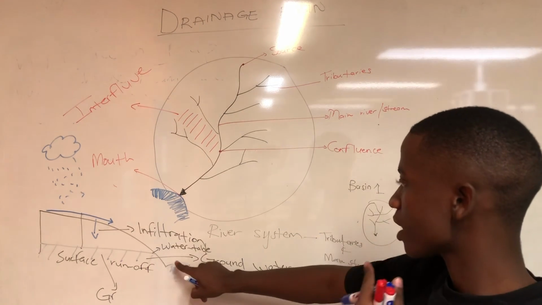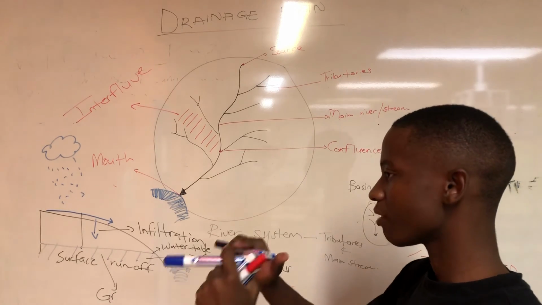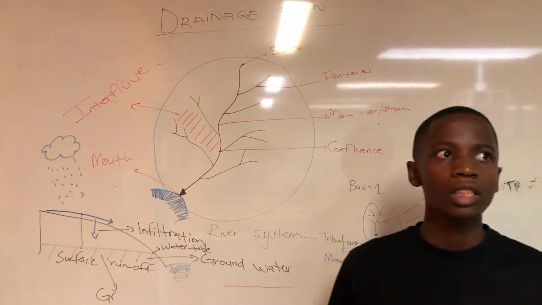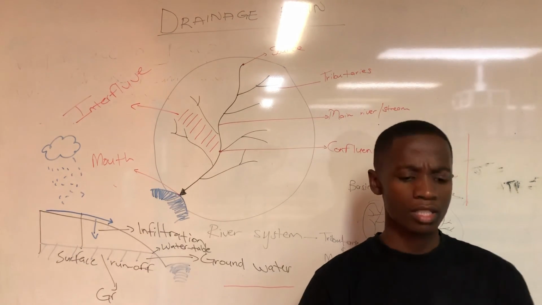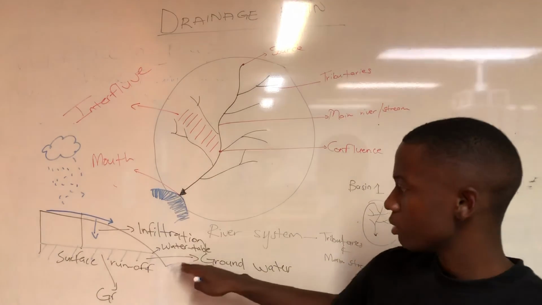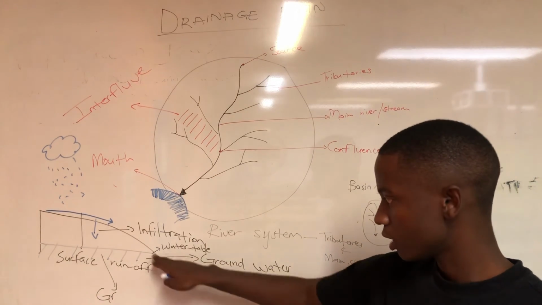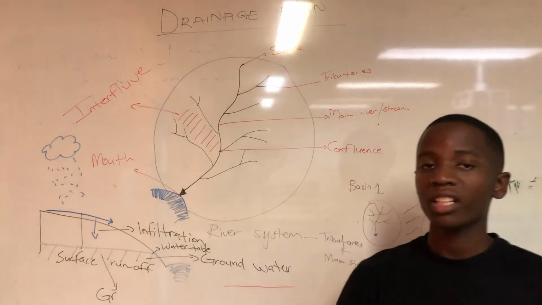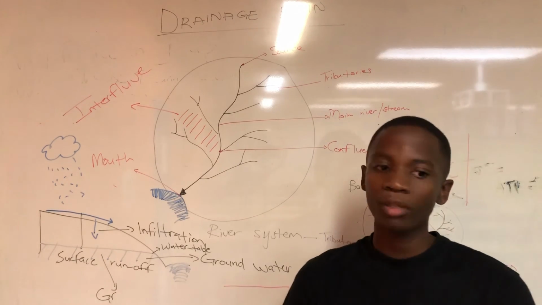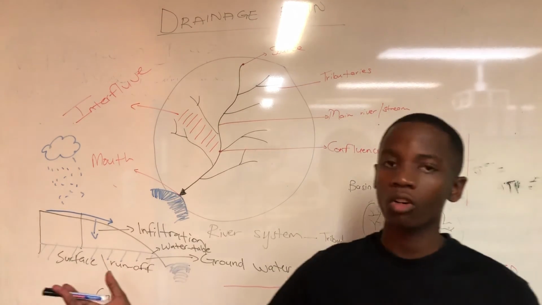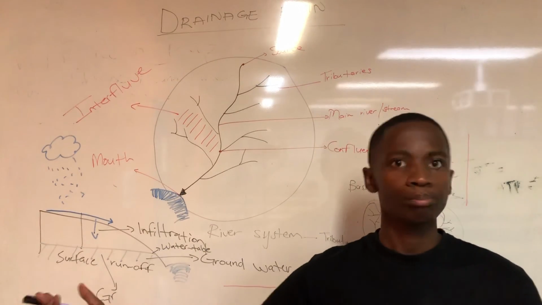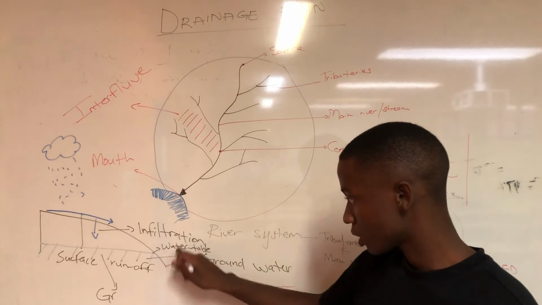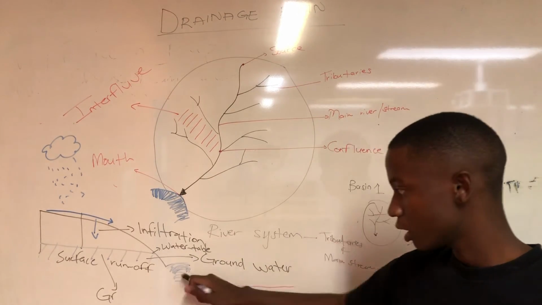Alright. The other thing is that if the water table is above the riverbed, the river will become a permanent river. Okay, yes. If the water table is below the riverbed, the river is going to become a non-perennial river. A non-perennial river is the opposite of a permanent, or perennial, river. So it will become a non-perennial river if the water table is situated below the riverbed.